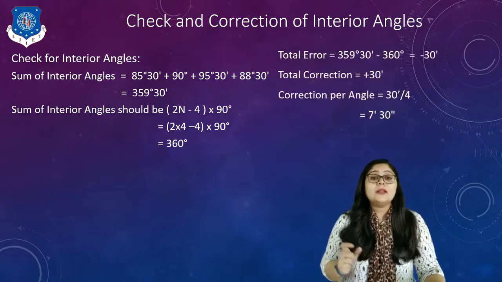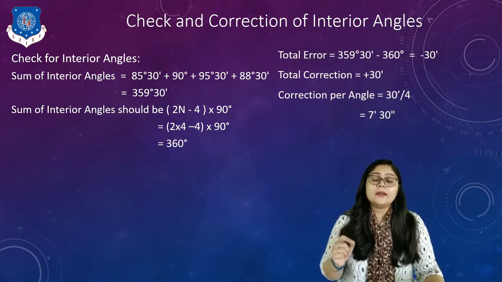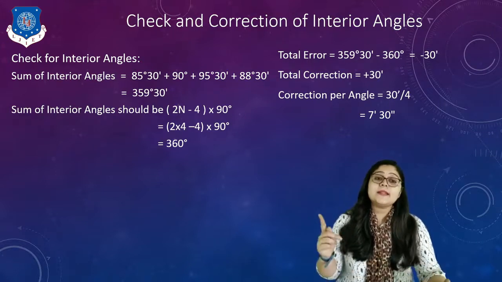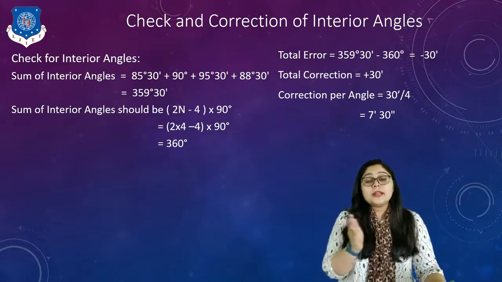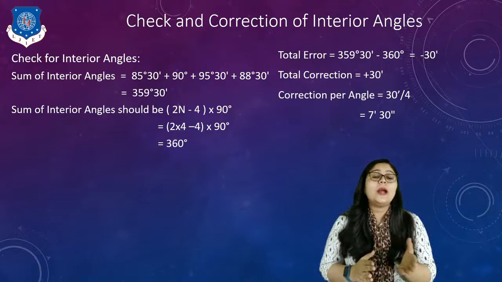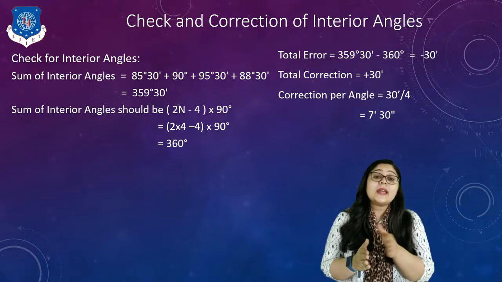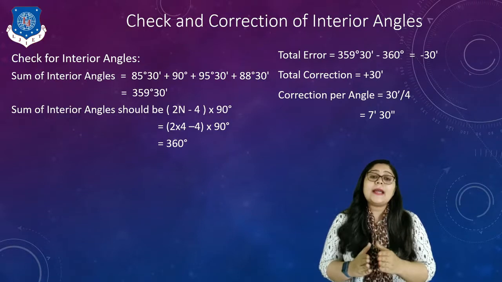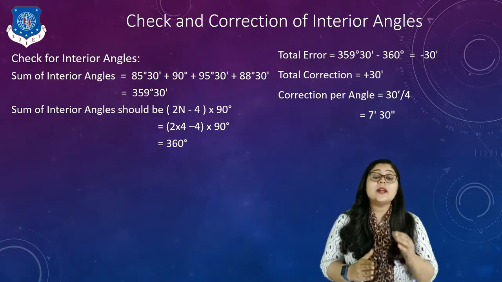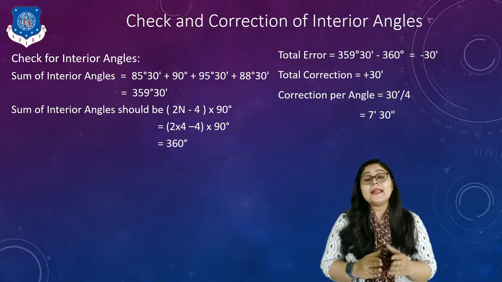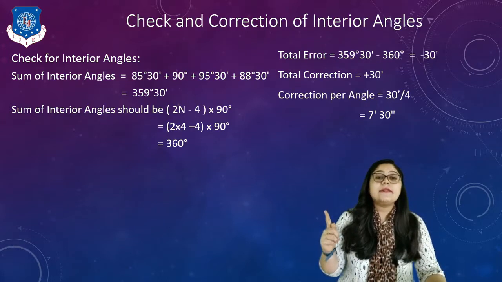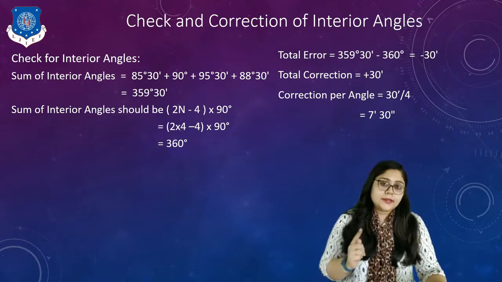So now I can say the error is there. For calculating error, we have to do 359 degree 30 minute minus 360 degree. It means minus 30 minute. Now, as something is less, I have to add it to balance it. It means for correction, I have to add 30 minutes. But to which angle do I have to add this? So I simply divide it by the number of angles. It means angles A, B, C, D. It means 30 minute divided by 4, so that I can equally distribute this correction to all the angles. Then I will get the answer as 7 minute 30 seconds, right?